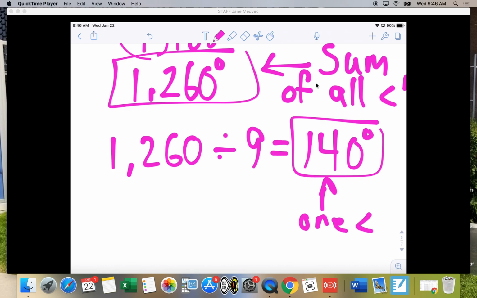All of them are 140 degrees because it's a regular nonagon. If it wasn't a regular nonagon, I couldn't find out one angle. I could find the sum of all of them, but not one. So that's the interior. Questions?